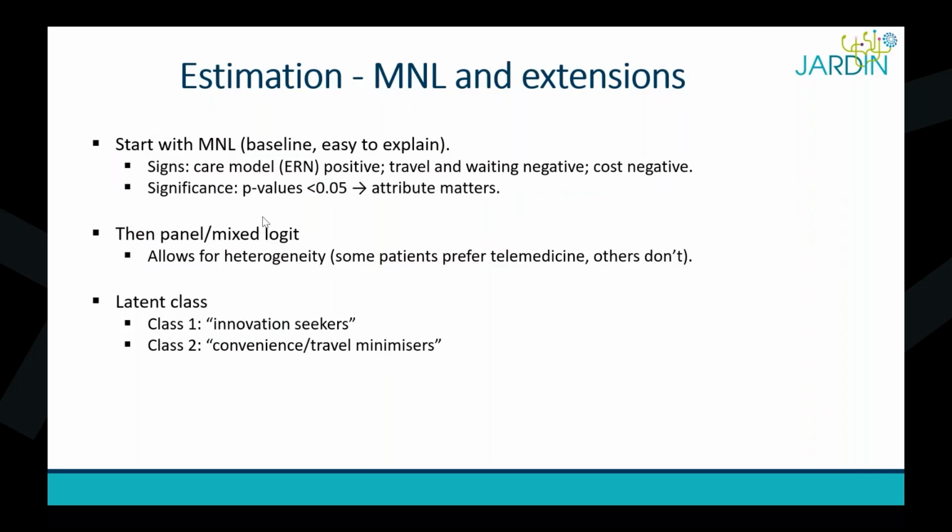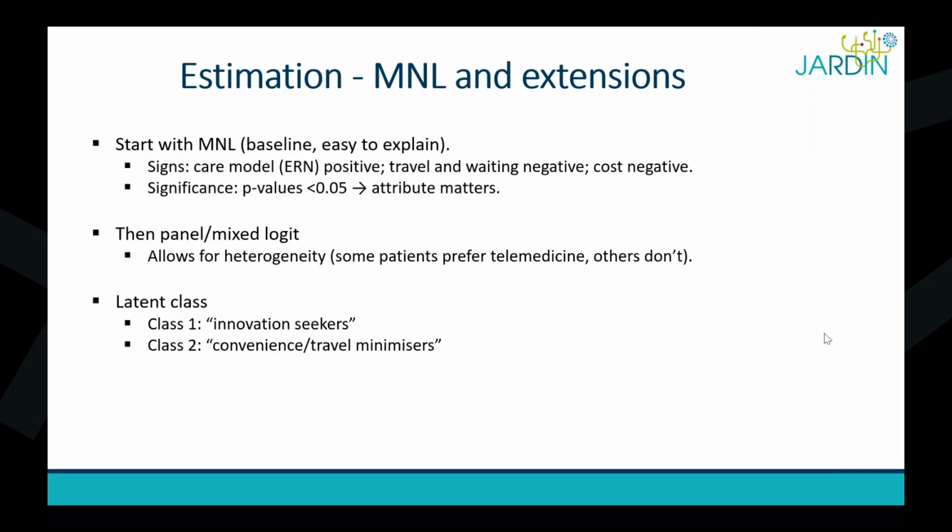And the other thing that we check when we conduct this kind of analysis using the multinomial logit model is the significance. We check whether the attribute coefficient is statistically significant, and if it becomes significant based on a certain threshold, then we say the attribute matters.